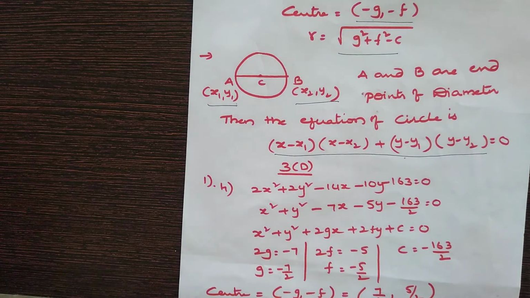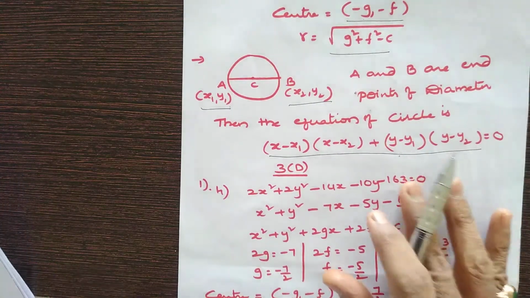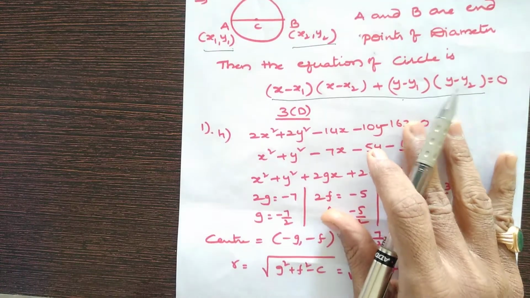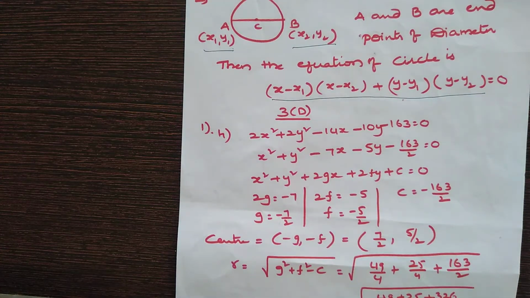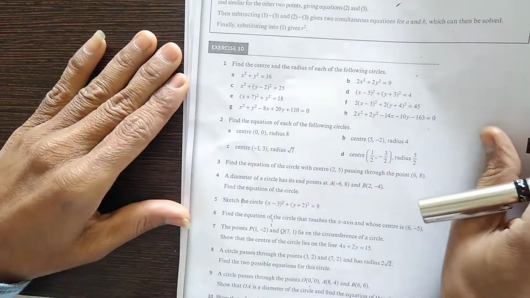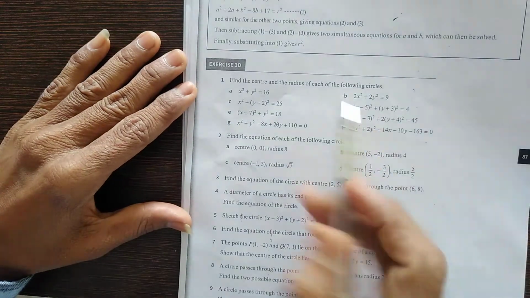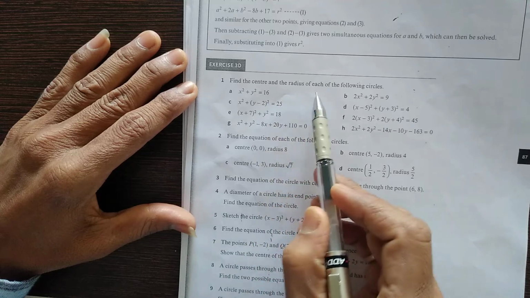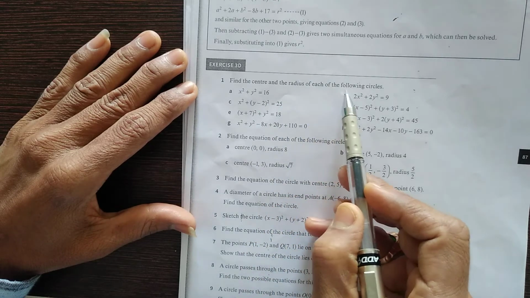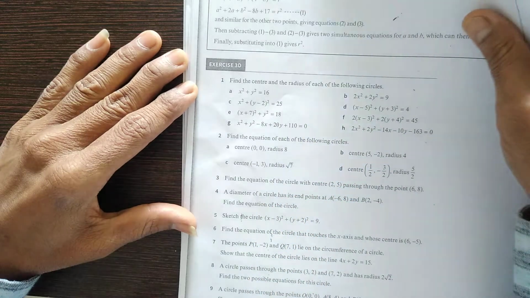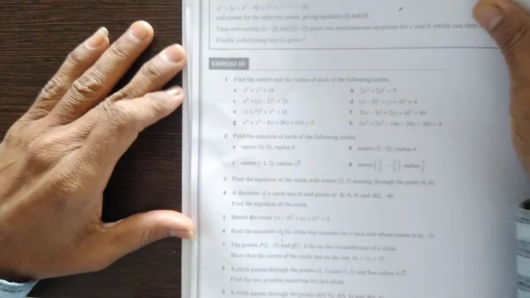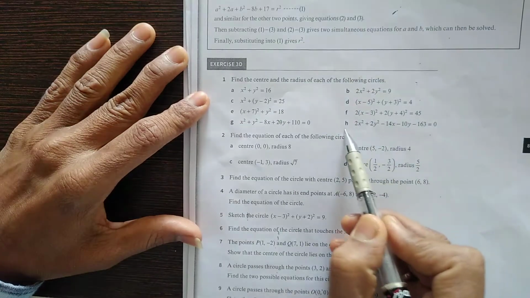So let us start the problems from exercise 3D, AS level paper 1. See here, find the center and the radius of each of the following circles. I am going to solve problem h.